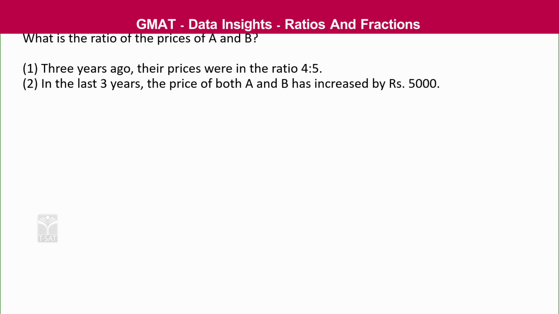What is the ratio of prices of A and B? 3 years ago, their prices were in the ratio 4:5. In the last 3 years, the price of both A and B has increased by 5,000. So, you want the ratio of prices of A to B is equal to what? The first statement is saying 3 years ago, the ratio was 4:5. But we do not know if the ratio remained the same, increased or decreased, to guess what the ratio of prices is right now.